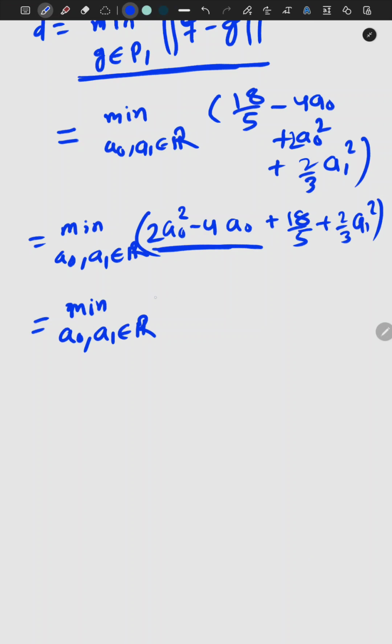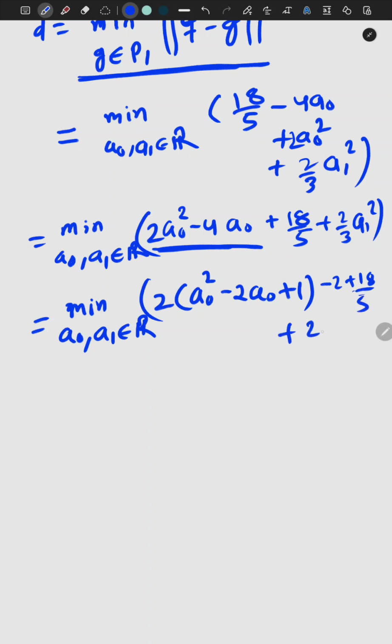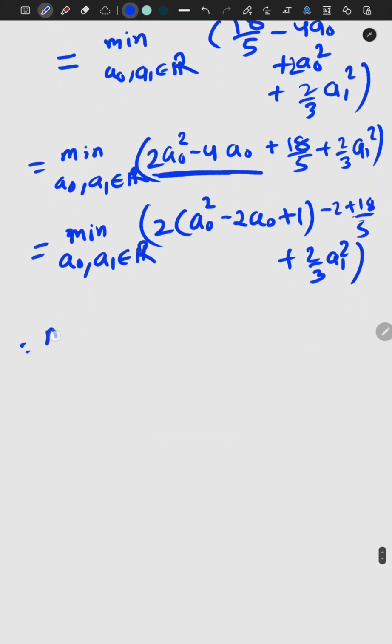Square form means, if we take 2 common, it gives a0 square minus 2 times a0. So we are converting it to 2 into a0 minus something, whole square. So we have to add and subtract 1. We have added 2 times 1, so we have to subtract it: minus 2 plus 18 by 5 plus 2 by 3 a1 square. I hope that you get it. So it gives the minimum over a0, a1 belonging to R of 2 times a0 minus 1 whole square.